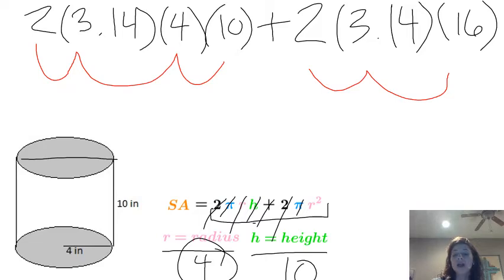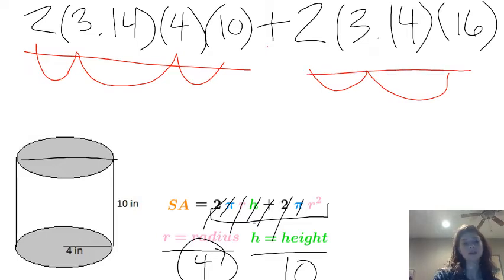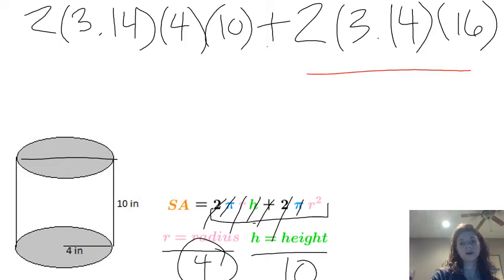Now, following order of operations, what should we do first? Do we do multiplication or addition first? And the correct answer is what? Multiplication. So we can multiply all of this stuff to the left here and all this stuff to the right, and then we'll add at the end. So let me get rid of all these lines here. Let's try not to erase the problem.